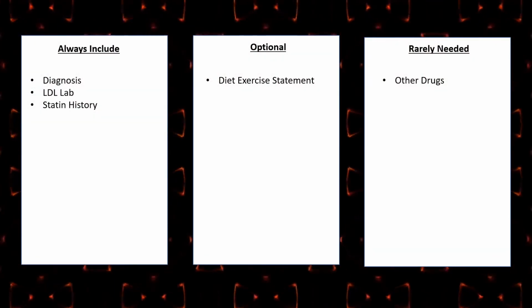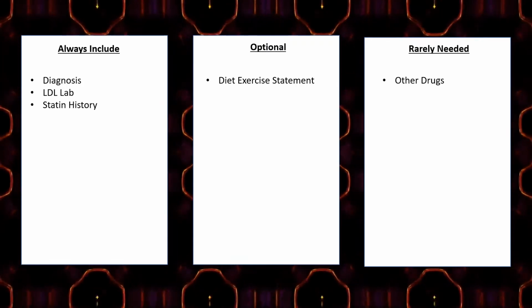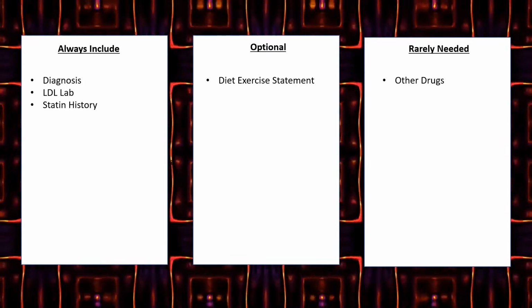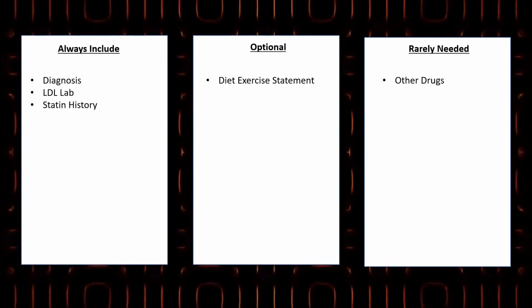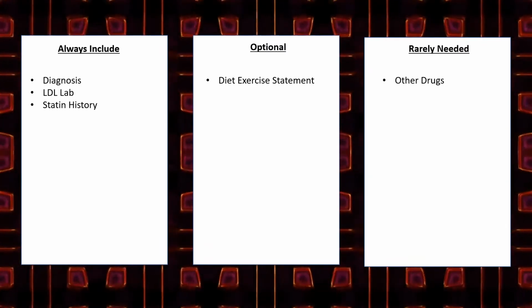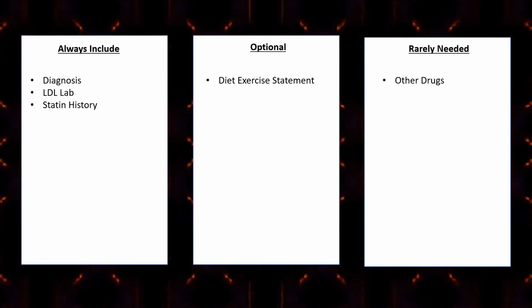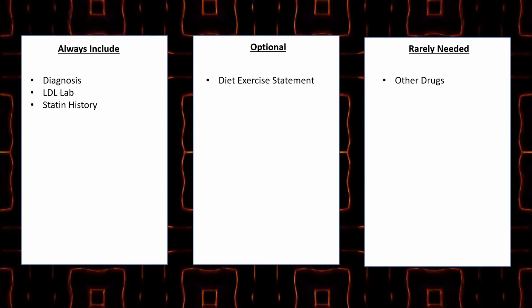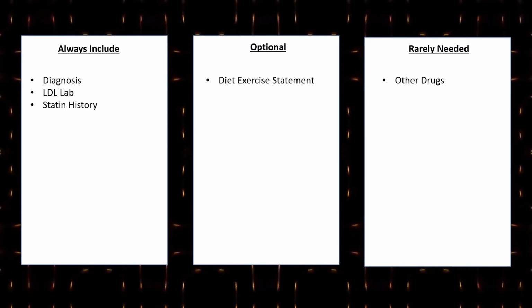For these requests, there are three major pieces of information that we need. If you send in these three pieces of information, that's going to be good enough for 95+% of requests. So the first piece is the diagnosis. This drug is indicated for different reasons, and depending on which diagnosis you're going for, the information that you're going to need to send in is a little bit different.